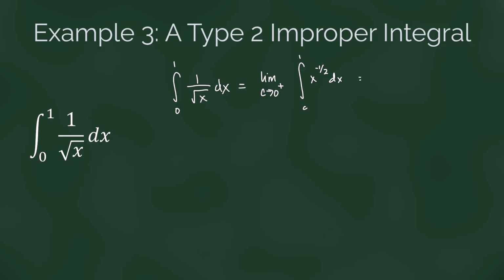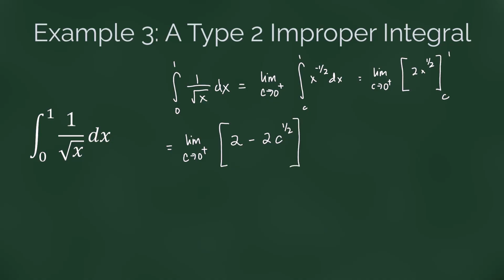And we know that that has a nice antiderivative, so we're going to get the limit as c approaches 0 from the right of 2 times x to the 1/2 evaluated from c to 1. So plugging in, we get the limit as c approaches 0 from the right of 2 times 1 to the 1/2, which is 2, minus 2 times c to the 1/2, which is, of course, just the square root of c.